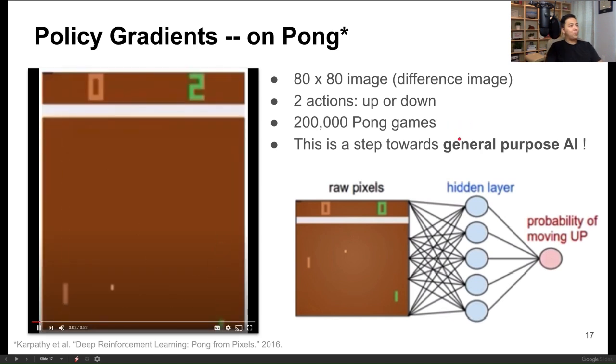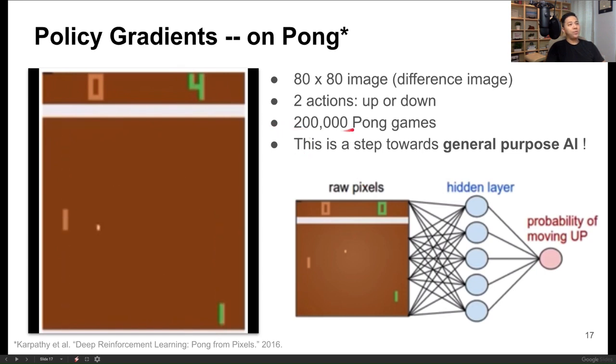Okay, so Pong game, quite simple, only up and down. So you can approximate the probability of moving up, right? And that's the only node that you need. So down is just 1 minus the probability of moving up. And then you feed in raw pixels and you go through hidden layers. And then you have this output, right?